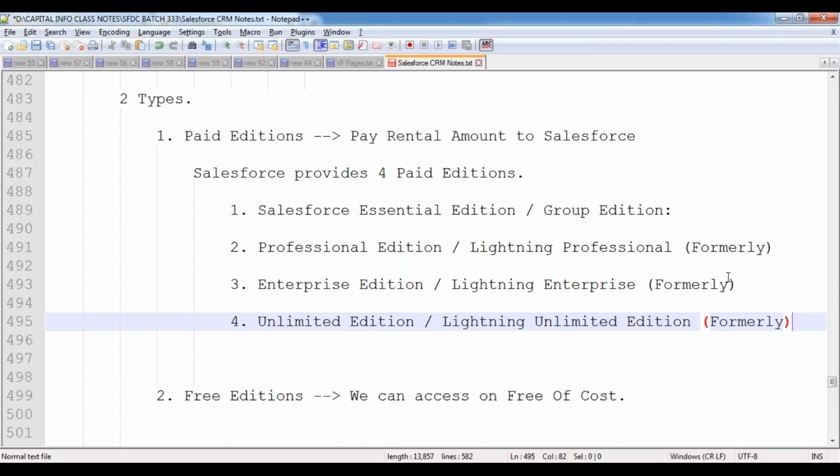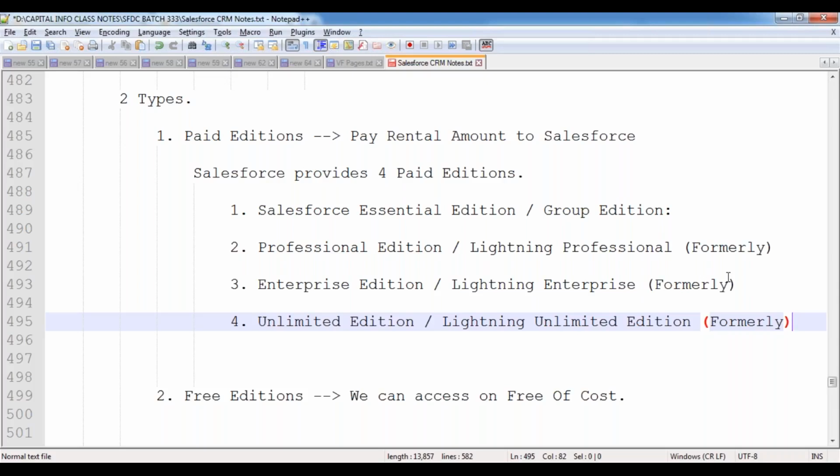These are the 4 types of editions available as part of paid accounts from Salesforce. Salesforce is providing 4 paid editions. First one is Salesforce Essential Edition. This was previously called Group Edition. Now it is called Salesforce Essential Edition.